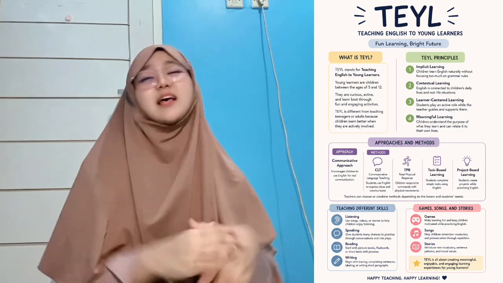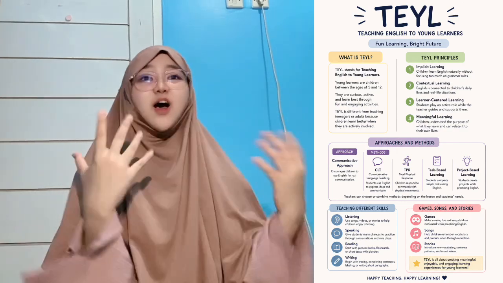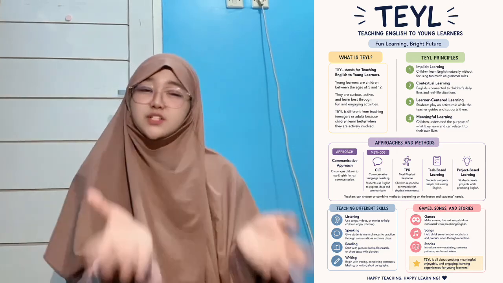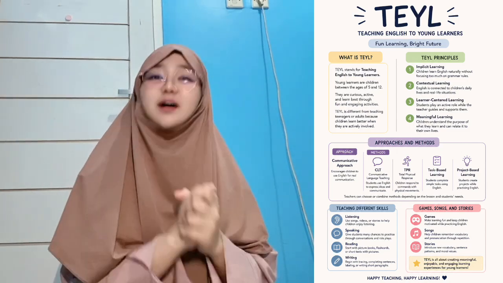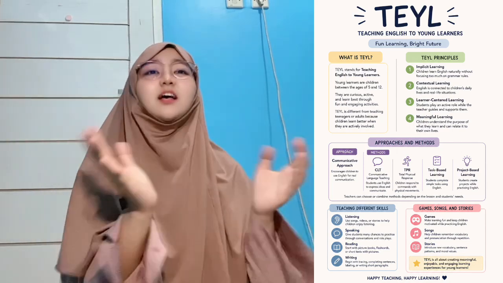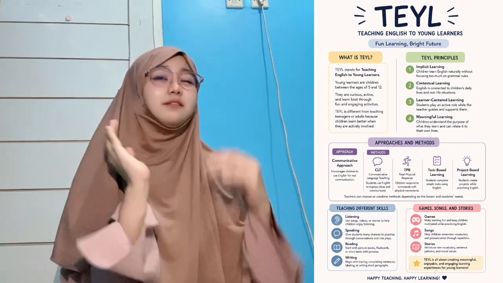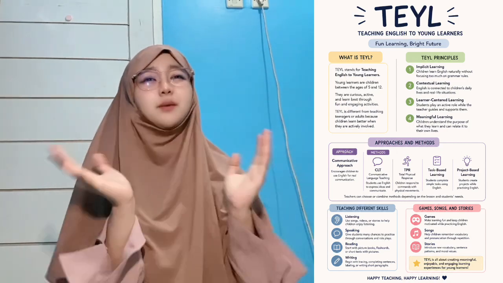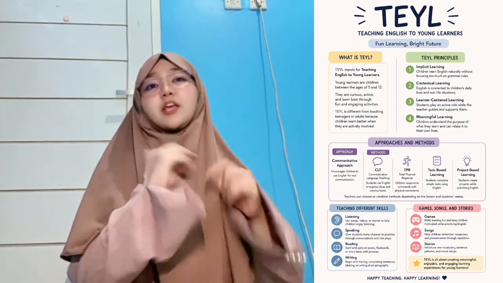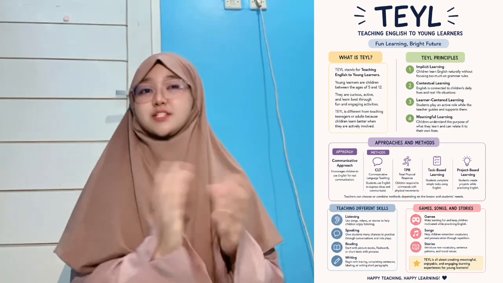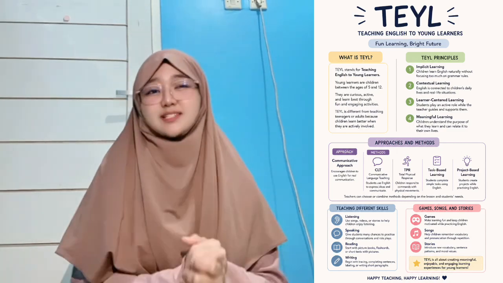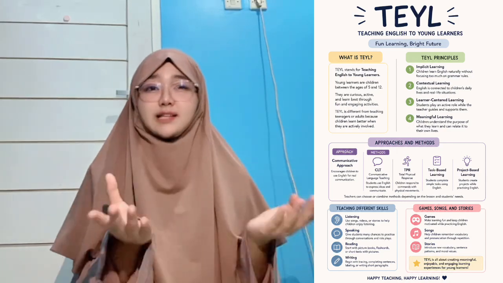For example, the teacher says, "Stand up, touch your nose," or "Open the door," and the students do the actions. This method works really well because children enjoy learning while moving. Another method is task-based learning. Students complete simple tasks using English, such as drawing pictures, matching cards, or making a mini project together. Teachers can also use project-based learning, where students create posters, short presentations, or simple scripts while practicing English.